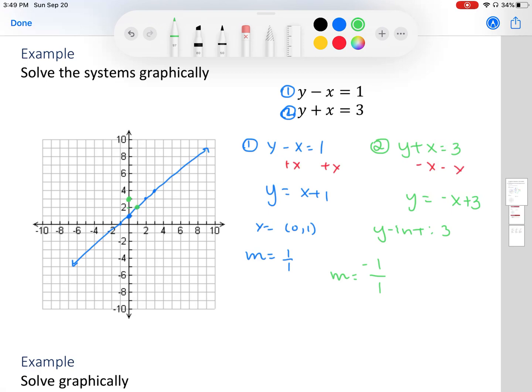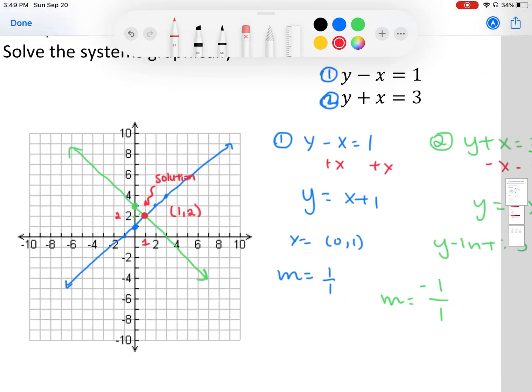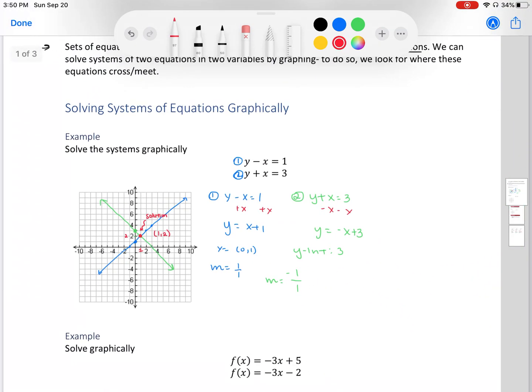And our goal here when solving a system of linear equations is to see where they meet. And we see that they meet exactly at this point right here. That is our solution. That is our answer. So what is that point? That point is (1, 2). And that's pretty much it for this section.